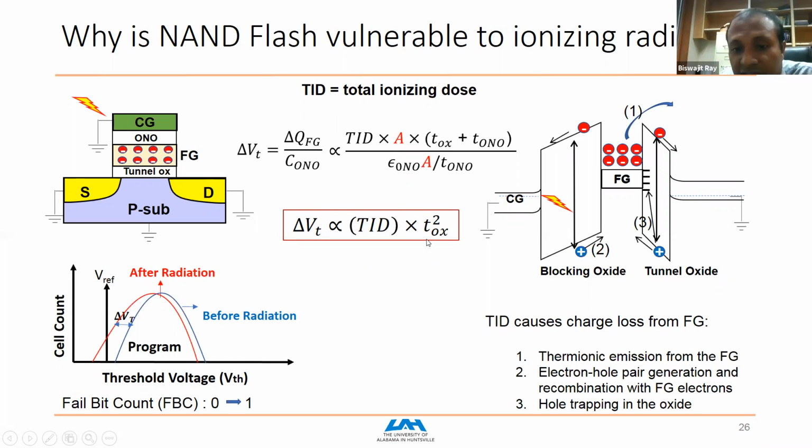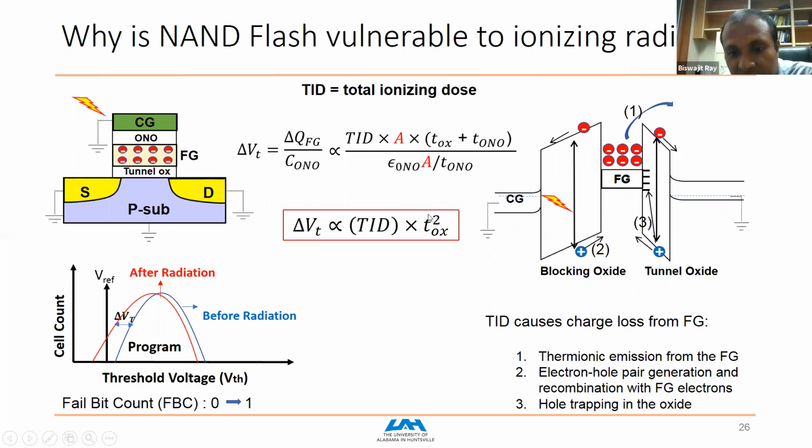And oxide thickness did not scale for flash memory primarily due to data retention constraint, right? We have to ensure that data is retained for 10 years. So that's why oxide thickness always remained in the 8 nanometer to 10 nanometer range. Unlike logic devices, where we have scaled oxide thickness down to 1 nanometer, in flash memory we cannot do that.